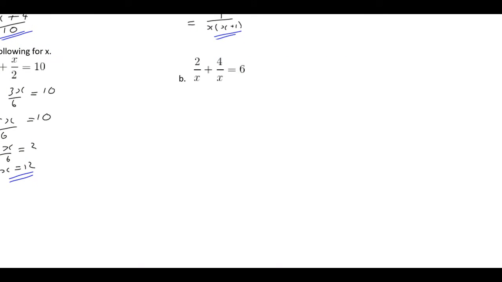Moving on to part B. Well, part B is actually quite nice. They've both got the same denominator. So I can just add them together. 2 plus 4 is 6. So 6 over x equals 6. We don't like it being over x, so we're going to times both sides by x. 6 equals 6x. Now we divide both sides by 6. Nice and simple.